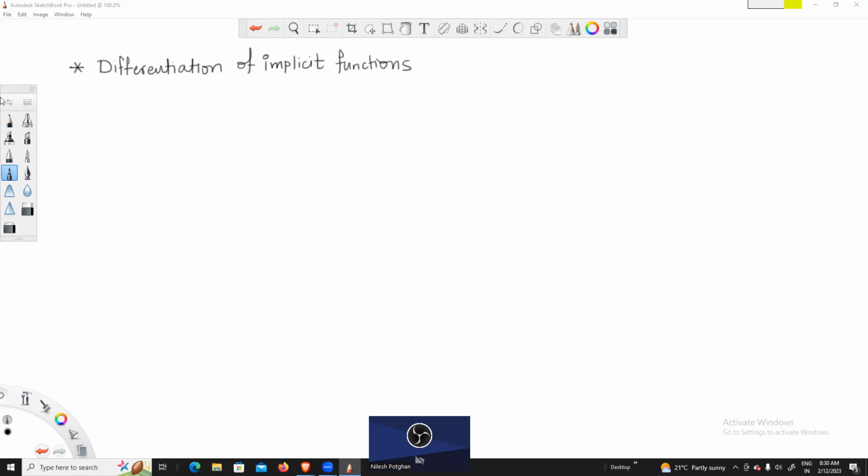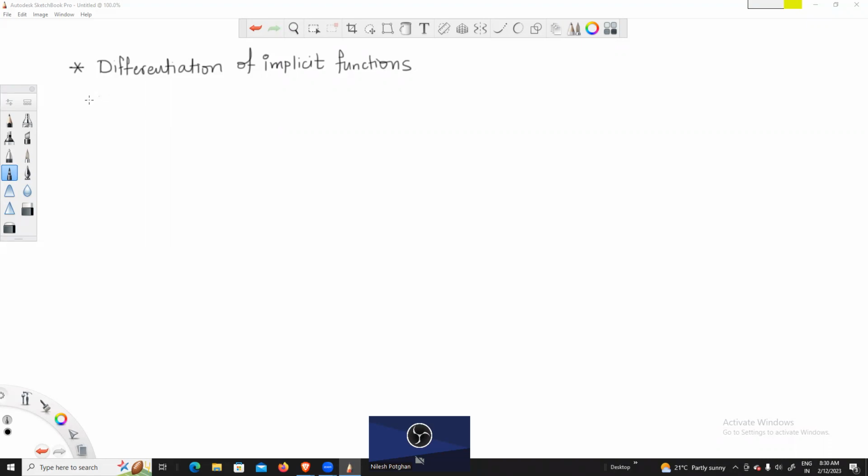Welcome to this class. In this class, we'll discuss differentiation of implicit functions, and later on, at the end of this lecture, we'll discuss the Lagrange multiplier technique to find the extremum value of a function. So let us start with the implicit functions.